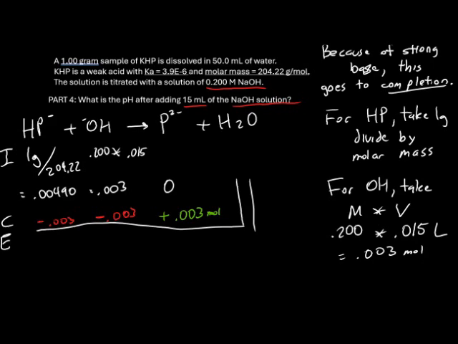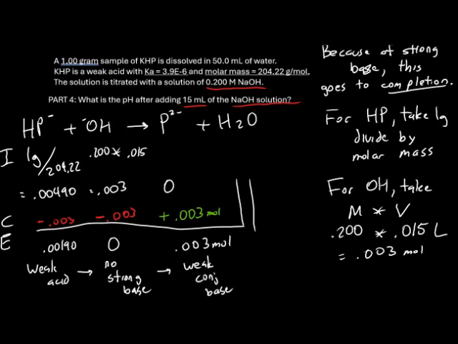Now, if we take our initial and subtract the change for the HP negative, we will have 0.00190. For the OH negative, we'll have none left. And for our P2 negative, we will have 0.003 moles. Therefore, we have a weak acid still remaining. We have no strong base. And we have P2 negative, which is our weak conjugate base. Since we have some weak acid and some weak base, we still have a buffer, and therefore we can go to our buffer equation to find the pH.